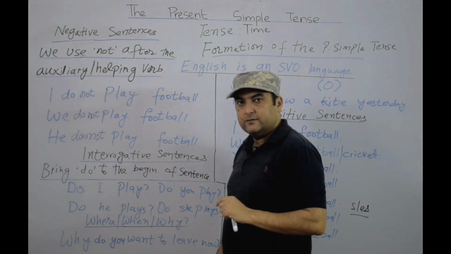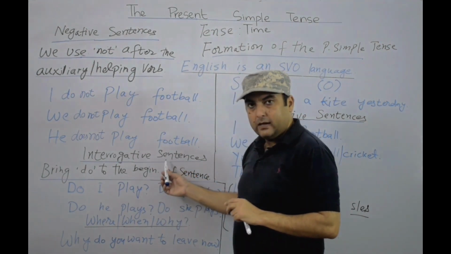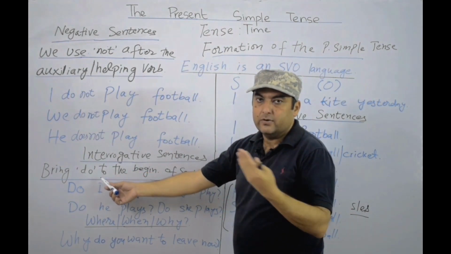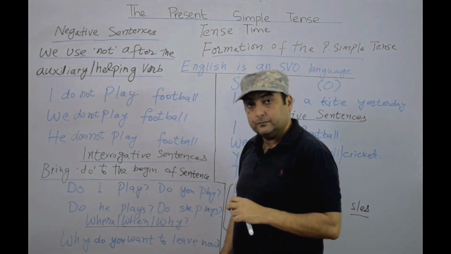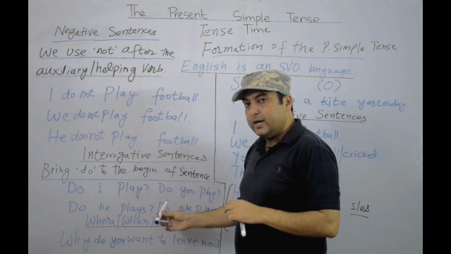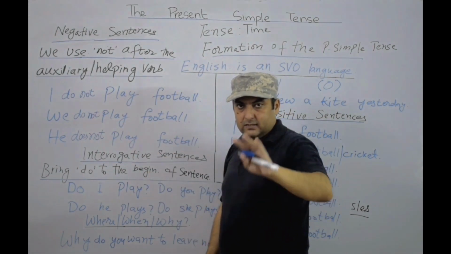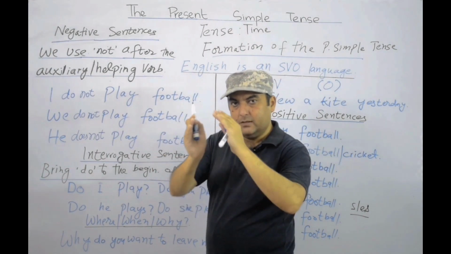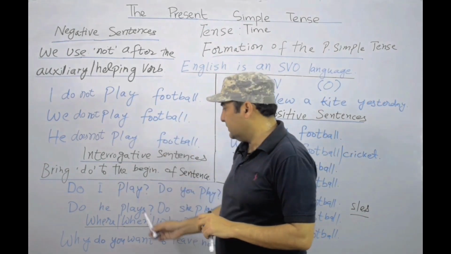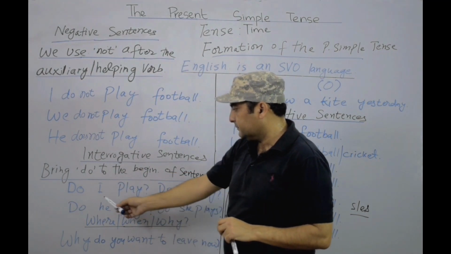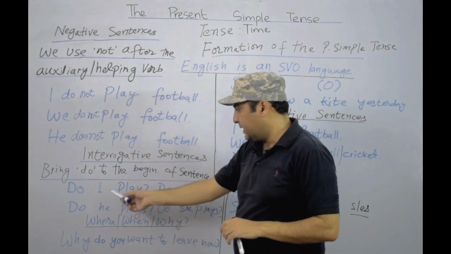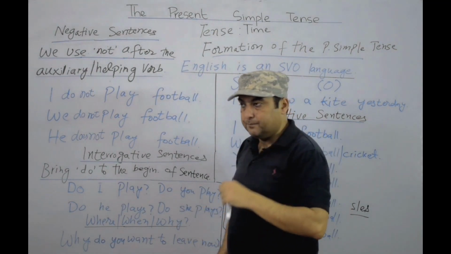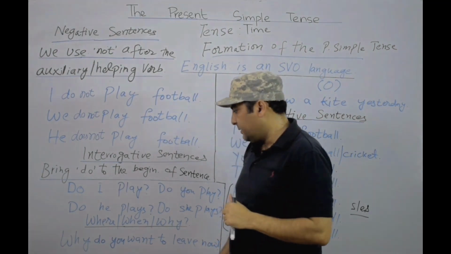Moving on to the interrogative sentences. Again, let's discuss the rule first. Here the auxiliary, now we know the auxiliary for this tense is do. So what do we do? We bring that auxiliary to the beginning of a sentence. That's the rule. If you want to make a sentence interrogative, bring the auxiliary to the beginning of the sentence. So for example, I play football, so it becomes do I play football? Or I play, do I play? Do you play? Do they play, for example?